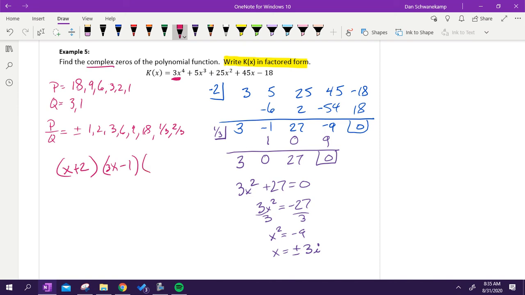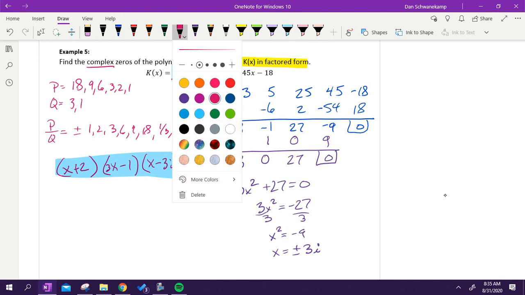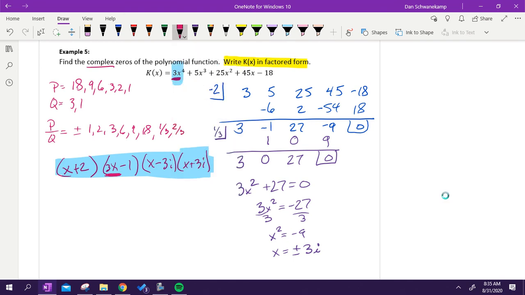What else do I need? X minus 3i, x plus 3i. That is in factored form. Again, a big mistake that kids will make here. It's 3x to the fourth. So when I multiply that back together, I better get 3x to the fourth. And I do because of this 3 right here. So just be careful with that 1/3 guy right there. It's a little bit strange. Questions on something we did today?